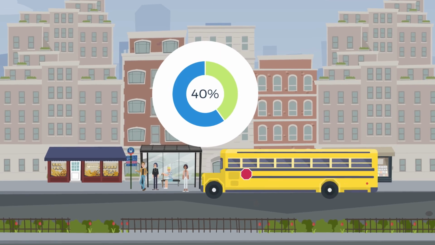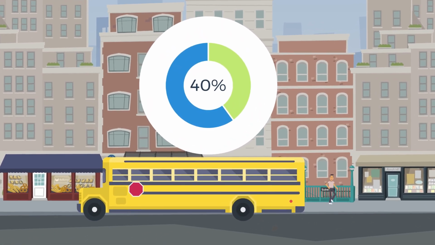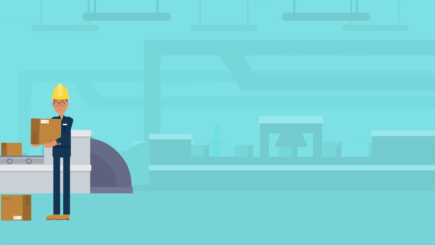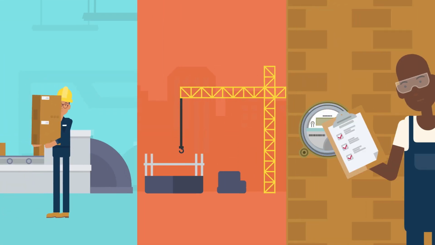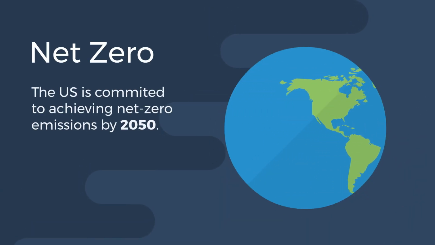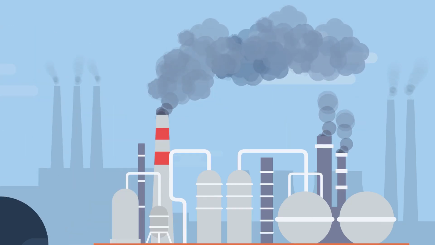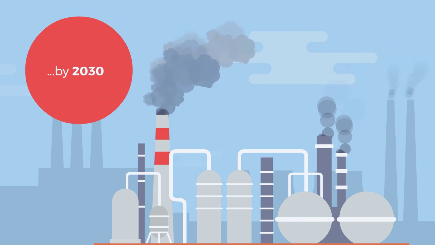Globally, the built environment generates about 40% of annual emissions, both through operational and embodied impacts. Activities at all stages across the construction life cycle can produce greenhouse gases. The U.S. is committed to achieving net zero emissions by 2050 and has set an interim goal to reduce U.S. greenhouse gas emissions by 50 to 52% below 2005 levels by 2030.